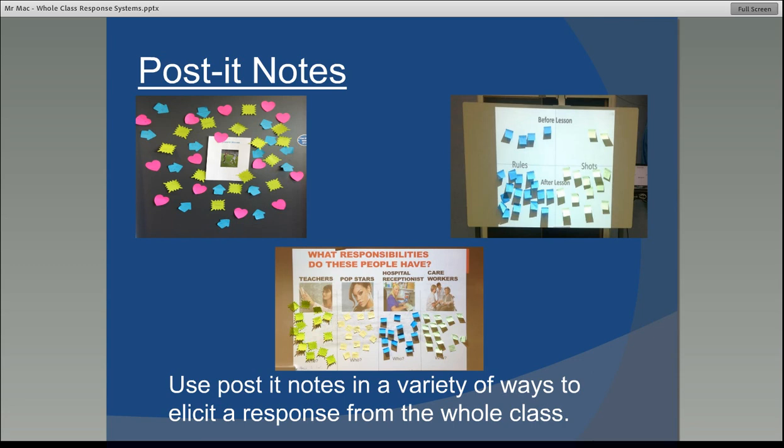Or I might say, write your name on a Post-it note, write down your current level and why you've got that, come and stick it on my iPad, and then I've got it in front of me and I can see where they're at the end of a lesson or during the lesson.